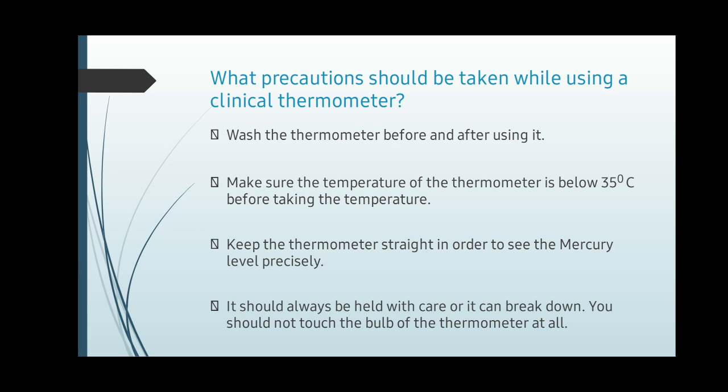Next, what precautions should be taken while using a clinical thermometer? As we saw earlier, wash the thermometer before and after using it. Make sure the mercury level of the thermometer is below 35 degrees Celsius before taking the temperature. Keep the thermometer straight in order to see the mercury level precisely. It should not be tilted, so keep it very straight. It should always be held with care or it can break. You should not touch the bulb of the thermometer at all, because in the bulb the mercury has been placed, so if you touch it, the mercury may expand. So we should not touch the bulb.